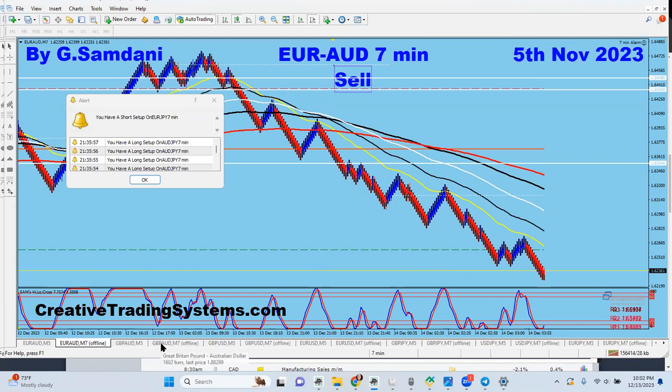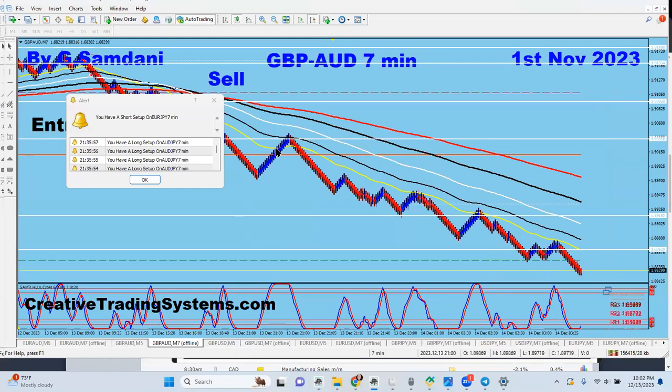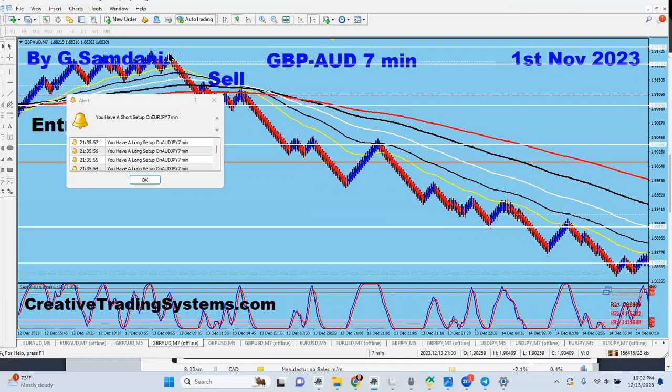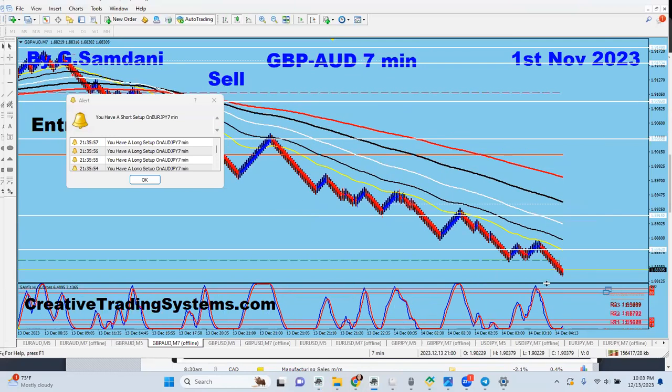Similarly, Pound-Aussie, look at this beautiful entry here. It started to drop from here, beautiful entry here, and from here to now, if I had taken this entry, I would have made 170 pips, right? So, oh well, that happens all the time, right? Here, no alarm and no EA, so I missed the trade.